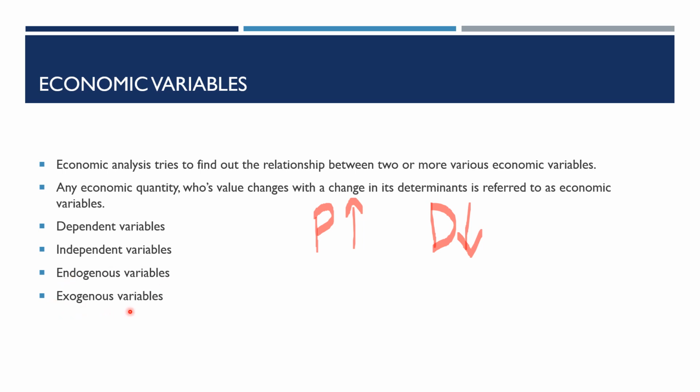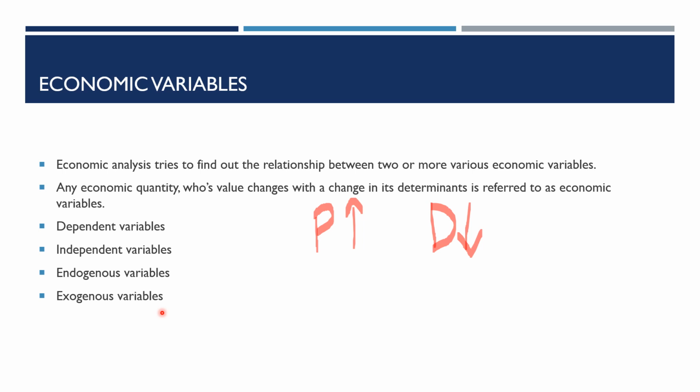But in case of an exogenous variable, we cannot obtain the value within the model. We cannot obtain the value of that particular variable within the model. The value is obtained outside the model under consideration.